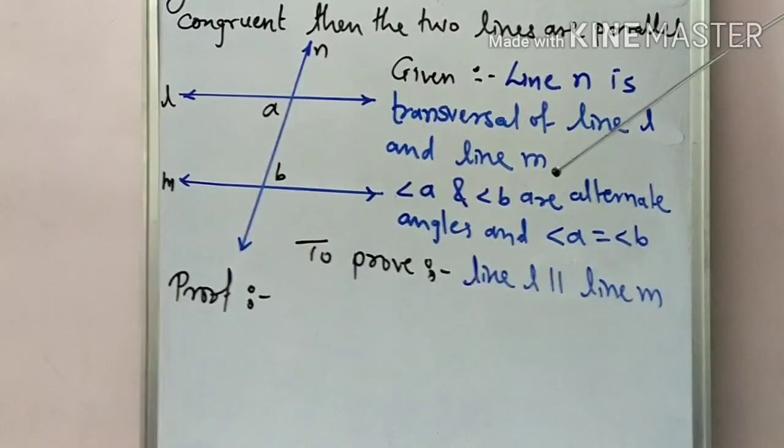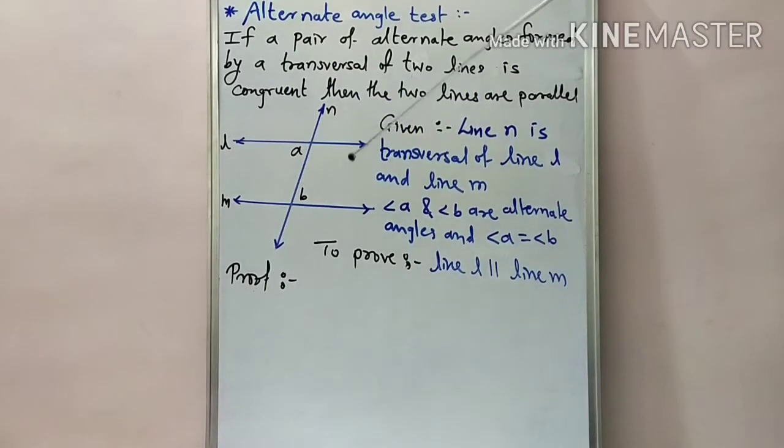So here what we do, we take one angle which is the interior pair of either A or B. Taking the interior pair of B, one more angle is angle C, which is the interior pair of B, and we prove that angle B plus angle C is equal to 180 degrees. Then by the interior angle test we can say line L is parallel to line M. So here we have to prove that the sum of these two angles, angle B plus angle C, is equal to 180. So how do we prove that?